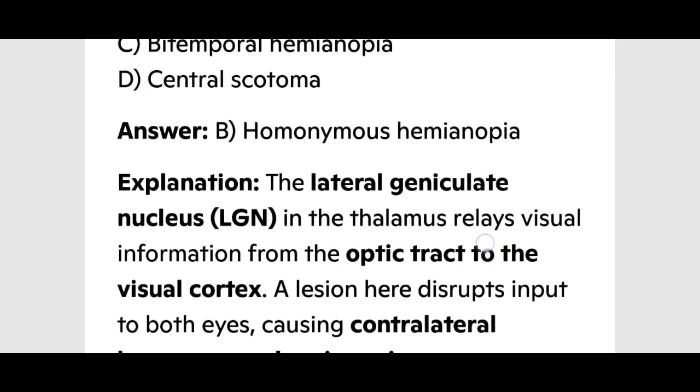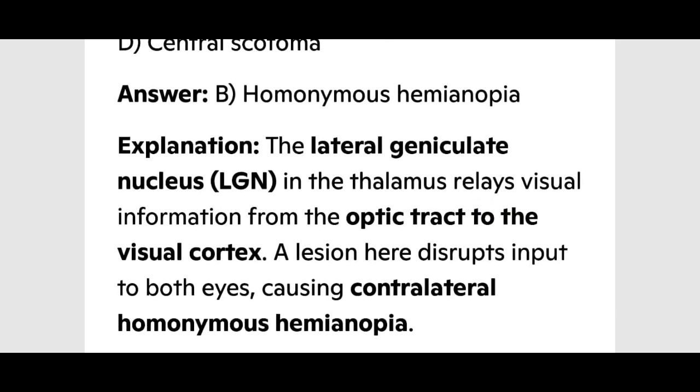Now explanation. The lateral geniculate nucleus (LGN) in the thalamus relays visual information from the optic tract to the visual cortex. A lesion here disrupts input from both eyes, causing contralateral homonymous hemianopia.